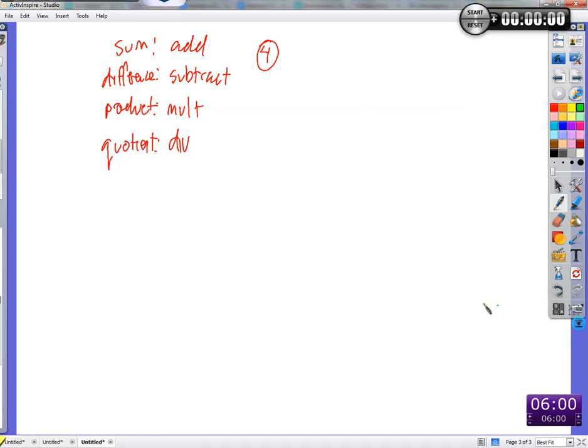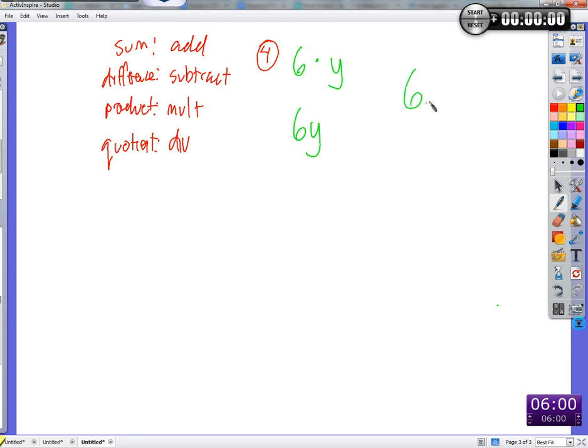Number 4, the product of 6 and a number Y is how most people write exists, which is great. So that's 6 times Y. That's a product between 6 and Y. To shorten it up, I know we're all aware we can write 6 next to Y, and that's understood to mean that we're multiplying 6 times the number Y.